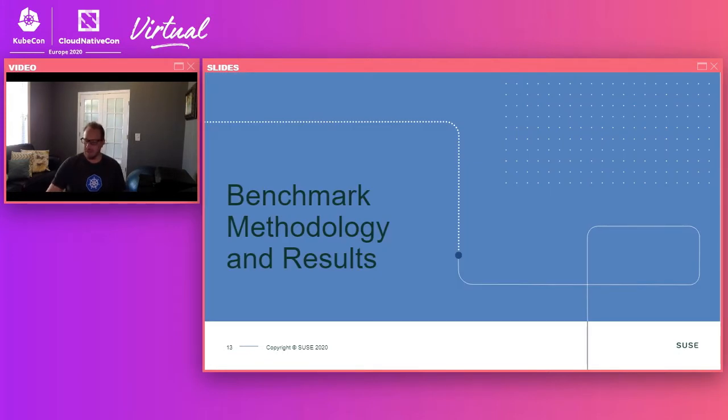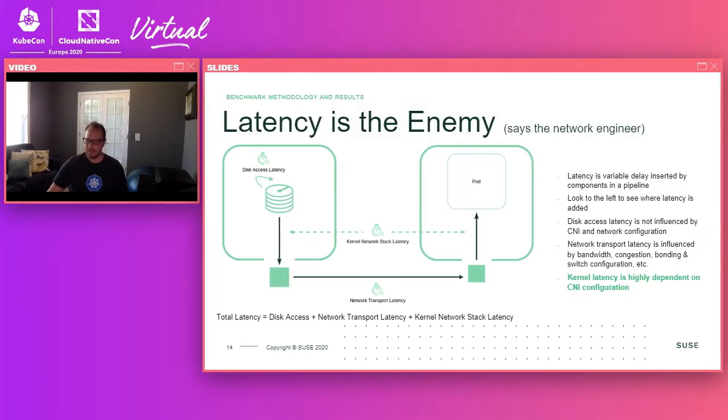So let's move on and actually get into the meat and talk about the methodology that we went through and talk about the results. Before we do that, I want to set the stage with 2 basic concepts. I want to talk about latency, and I want to talk about IOPS. So first, let's talk about latency. As someone with a networking background who really works in the networking space, my first approach to this is to say latency is the enemy. What is latency? We're going to define that just very broadly as variable delay inserted by components in a pipeline.